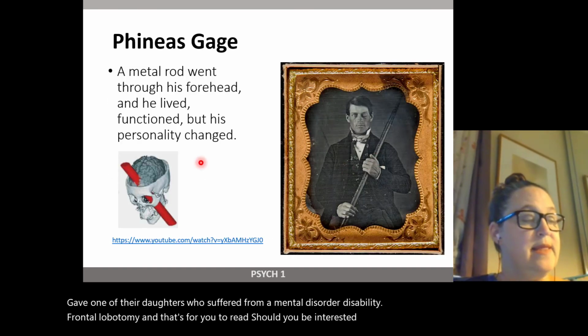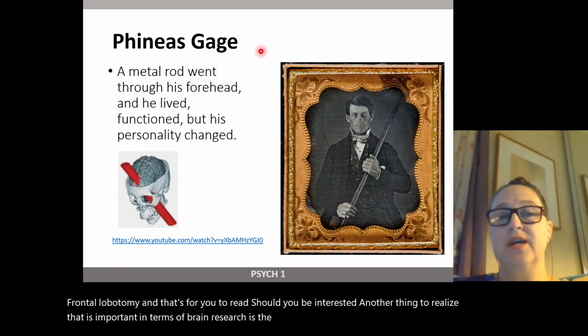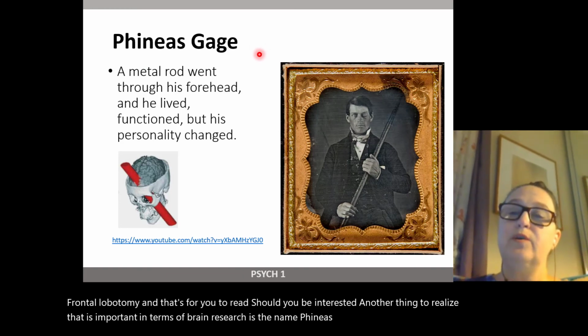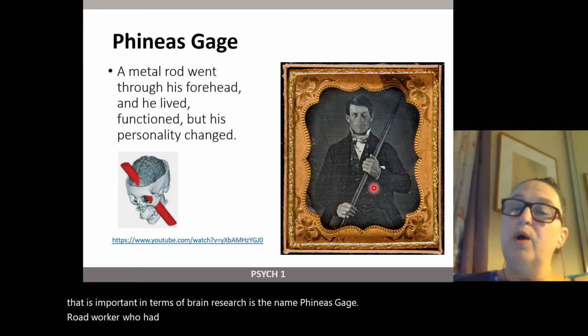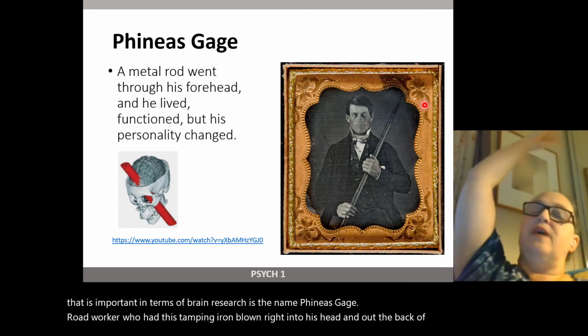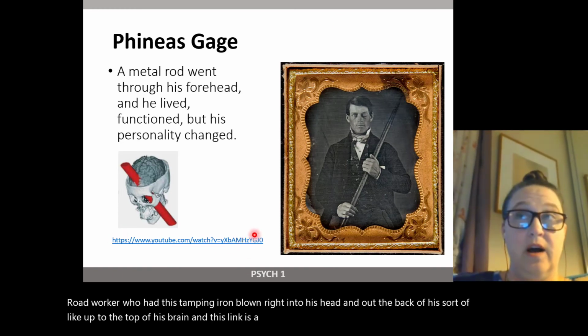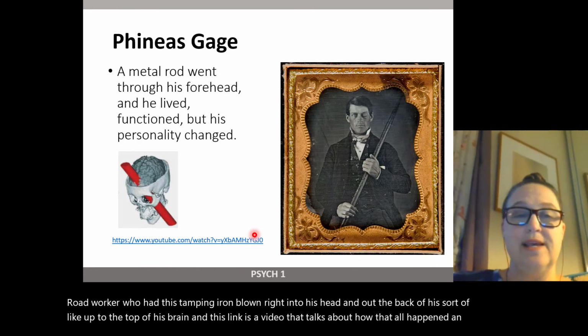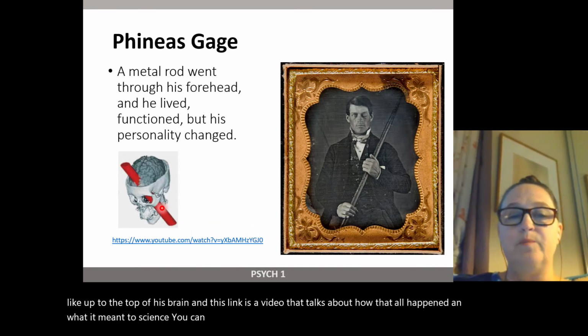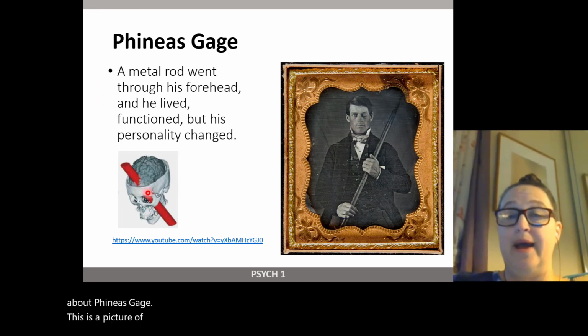Another thing to realize that is important in terms of brain research is the name Phineas Gage. He was a railroad worker who had this tamping iron blown right into his head and out the back of his, sort of like up to the top of his brain. And this link is a video that talks about how that all happened and what it meant to science. You can see how the iron went right through his brain. The weird part about Phineas Gage is he lived. This is a picture of him long after that accident happened.